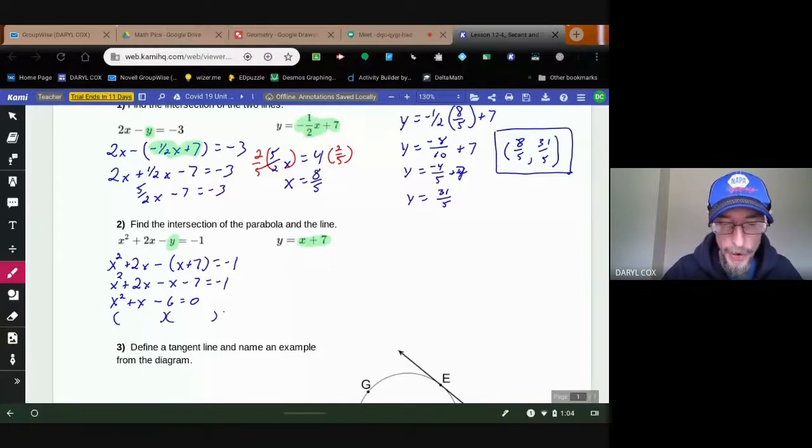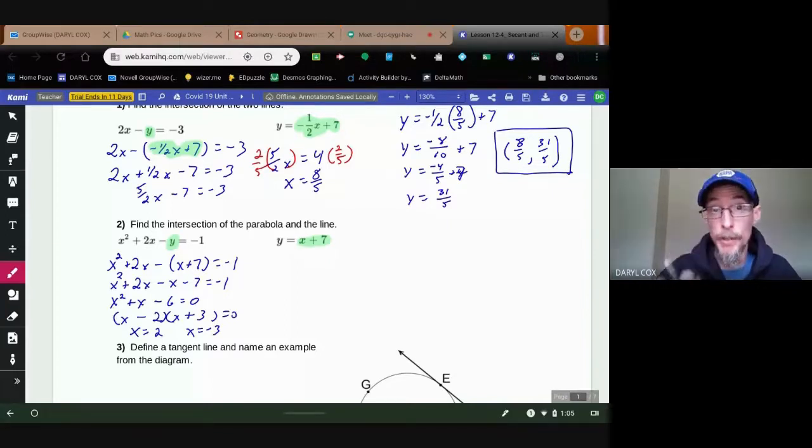And now I can factor that. This is a nice, easy factoring problem. I don't have to use any fancy ways to do this. I know that 2 times 3 makes the -6. And if I use a positive 3 and a -2, that gives me the positive 1 in the middle. So that means x has to equal 2 or x equals -3.